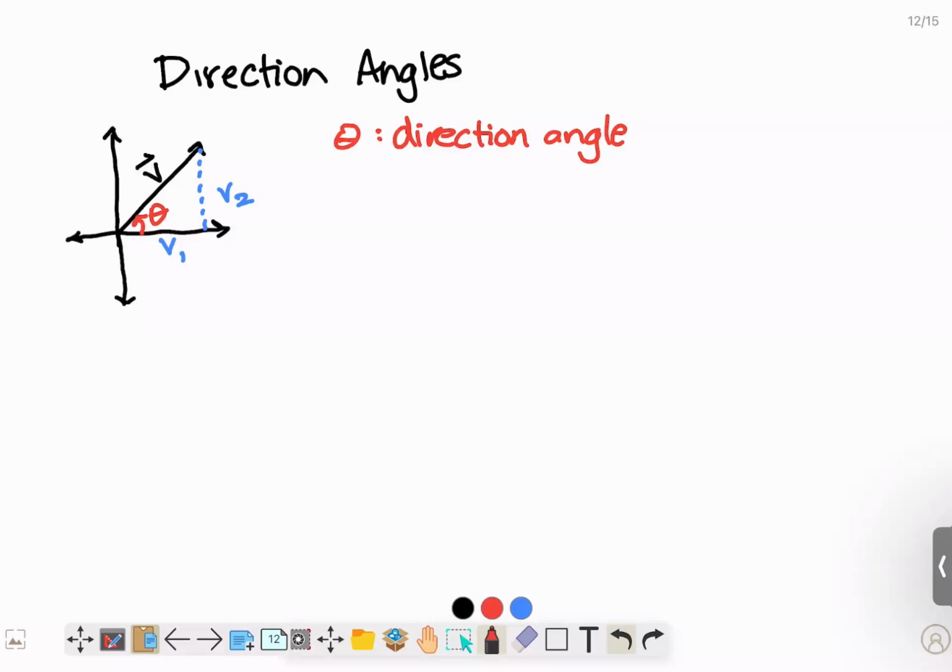So if we think about our trig functions, sine and cosine, sine of this angle theta, based on this triangle, is opposite over hypotenuse. The opposite is v2. The hypotenuse is going to be the magnitude of that vector. So using our notation for magnitude, that will give us sine of this angle theta. Cosine of this angle would be the adjacent side, v1, over the hypotenuse, which is the magnitude.